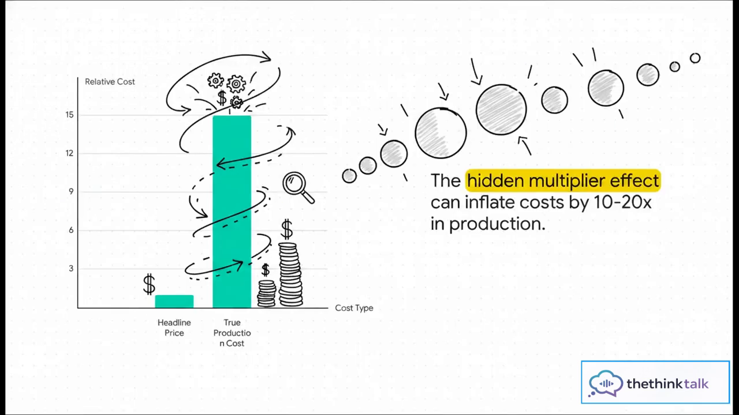So when you start adding all this stuff up, that $1 task can suddenly become a $15 task, just like that. This is what we call the hidden multiplier effect, and believe me, it is an absolute make or break factor for any serious AI project.